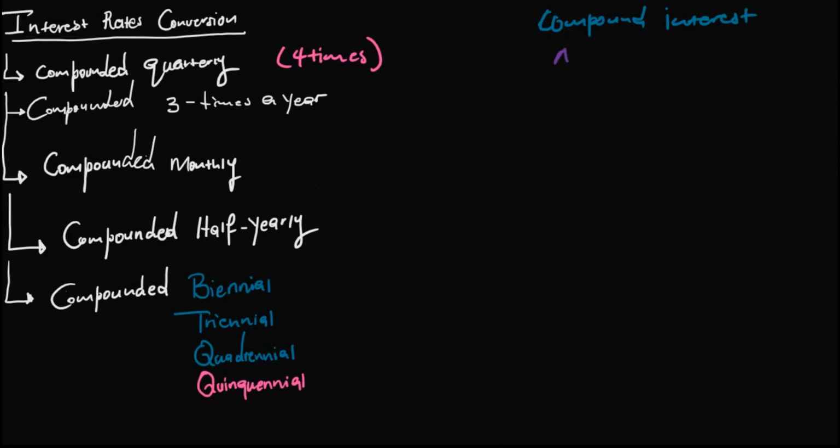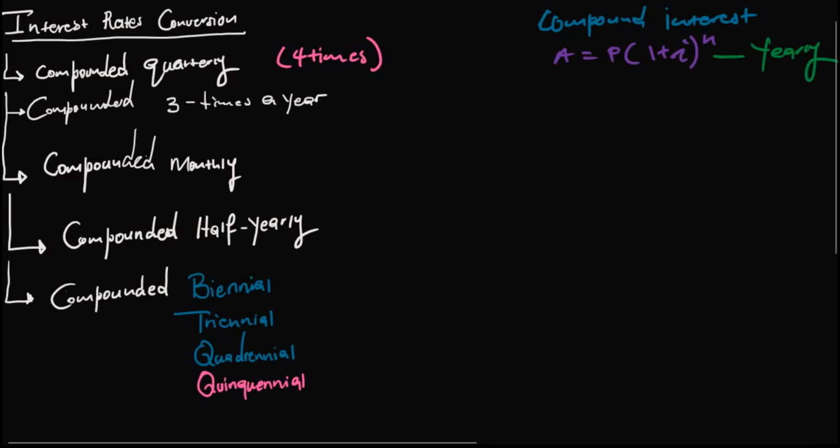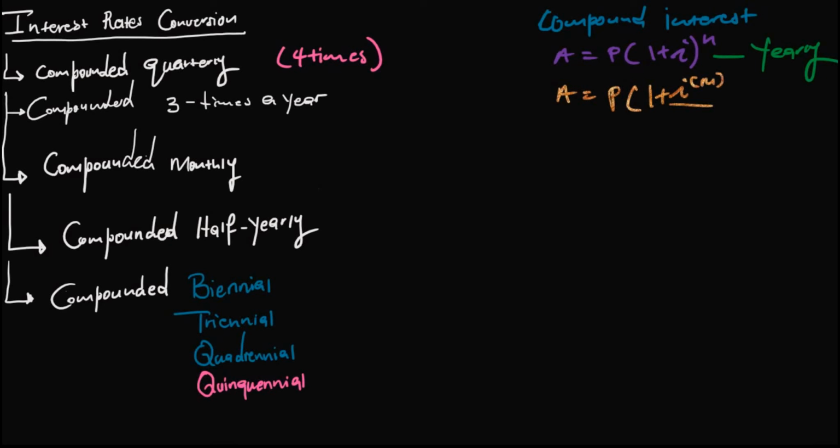So the compound interest is A equal to your P into your 1 plus i exponent n. This is basically when it is compounded yearly. And then at other periods, we can say A is equal to your P into 1 plus your i(m) all over m, exponent m times n. So this n basically means what? For years. It is for years.